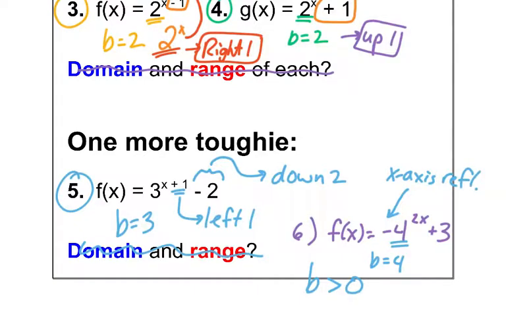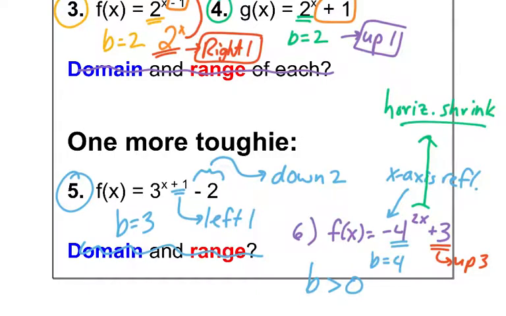Okay, how about this plus 3? That one's not too bad, right? That's just on the outside, so that's up 3. But it's that 2x that's kind of bothering me. What is that? Okay, that's with the x, and it's multiplying the x, so that's going to be probably some kind of stretch or shrink. But it is multiplying the x, right? So it's going to be a horizontal change, stretch or shrink. It's a 2, which is a big number. Remember with the x's, we always do the opposite. That's a horizontal shrink. So x-axis reflection, up 3, and a horizontal shrink.